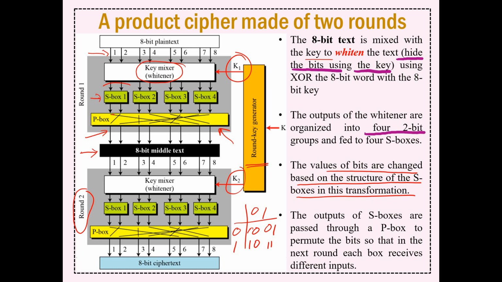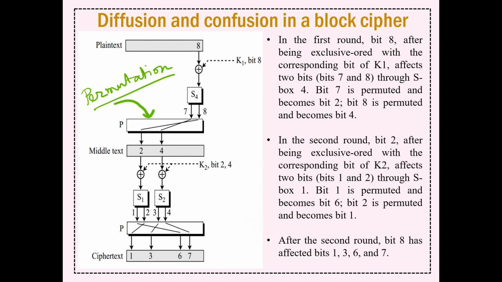Can you visualize how the randomization is happening? So let us quickly wind up on this note. This is the same thing they are discussing over here. If you observe the second round, bit 8, we are taking only one bit, the 8th bit of the input, 1, 0, 1, 1, something is there. The 8th bit is actually affecting 1, 3, 6, 7. You can see here.